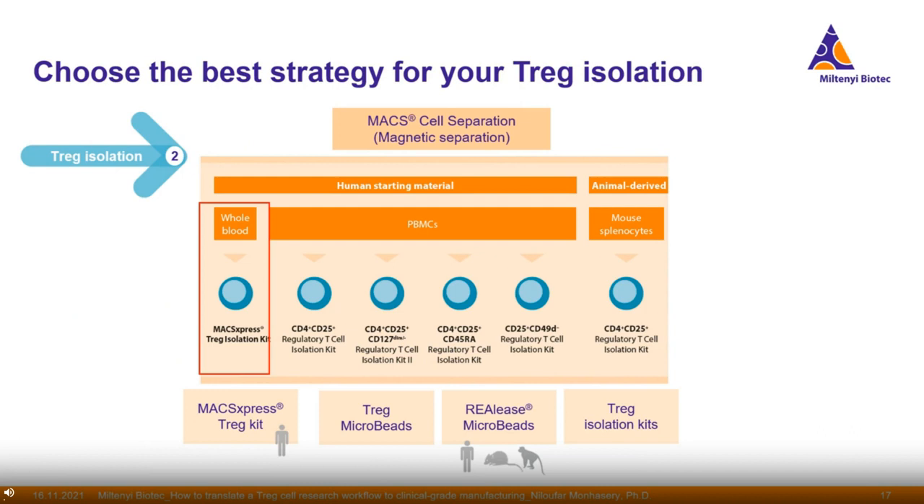At Miltenyi Biotec, we are offering you a wide variety of products for isolating your Tregs. I know that sometimes it makes it really difficult for you to choose the best kit and strategy for isolating your cells. So please stay with me. I'm going to explain all the strategies, then you can choose the best one for your research. First of all, I would like to start with MACSxpress Treg Isolation Kits, which enable you to isolate your Tregs directly from the whole blood.